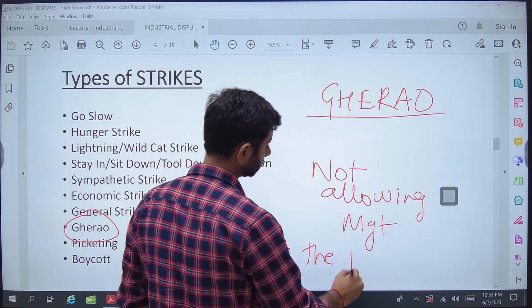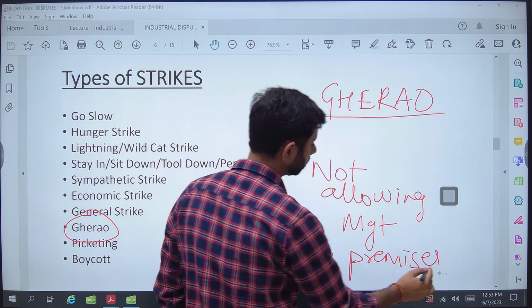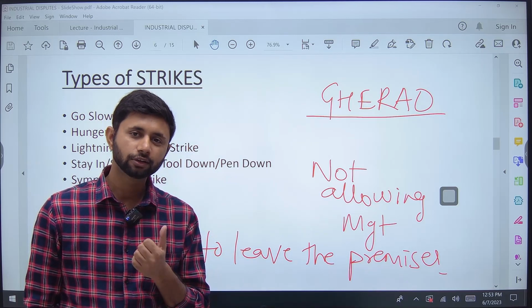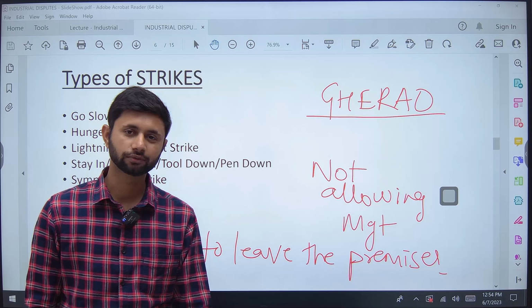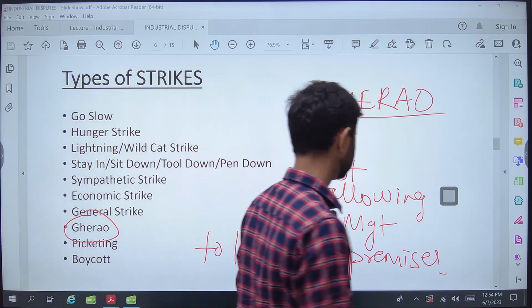Leave the premises. Premises can be the plant. Not allowing management to leave the premises until or unless they accept the demands of workers. So this is another form of strikes which is known as Gherao.